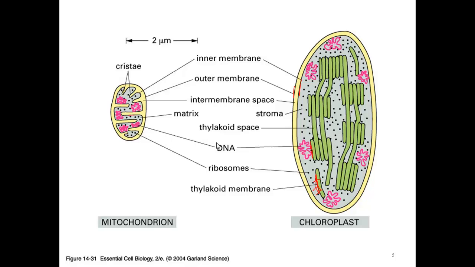This slide emphasizes the fact that both mitochondria and chloroplast have their own DNA and ribosomes, and we'll say more about that in class, as it's not particularly relevant to the energy generating process of photosynthesis.